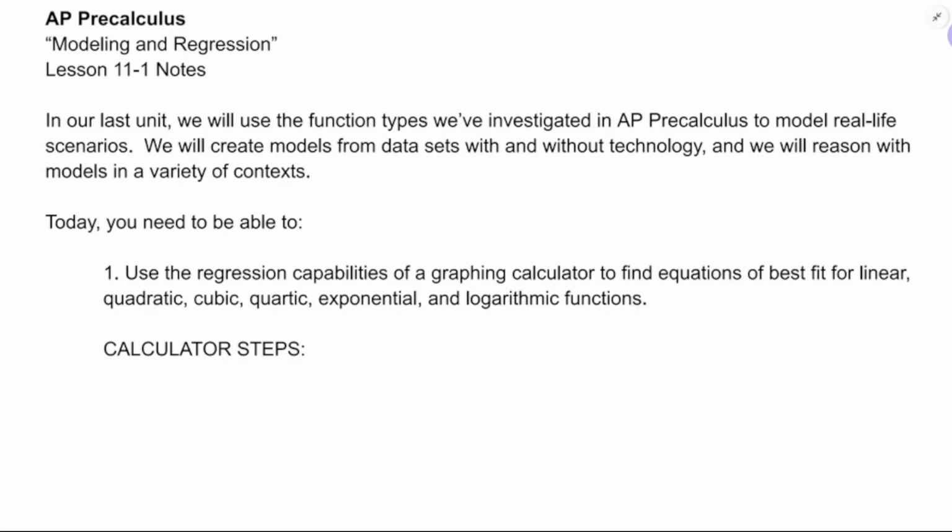Alright, in this video we're going to start looking at modeling. So we're going to wrap everything up by taking all the function types that we've looked at in this course and look at how they could possibly describe real-life situations.